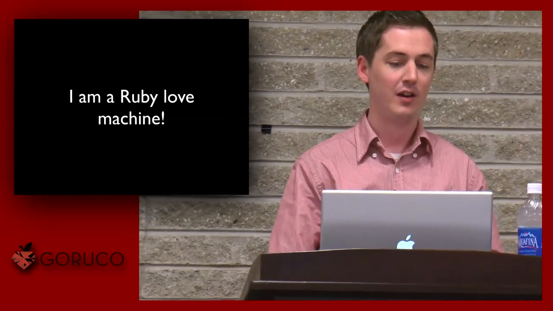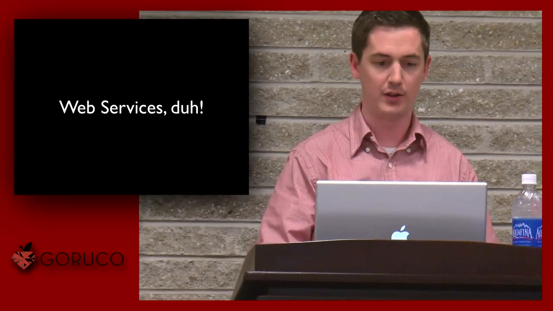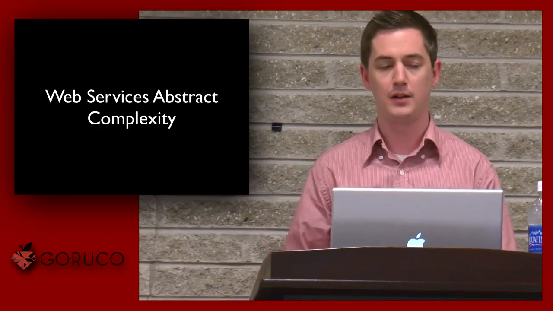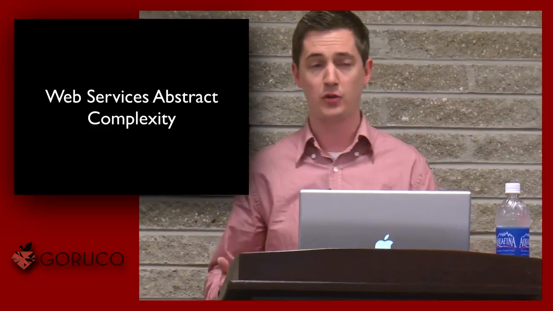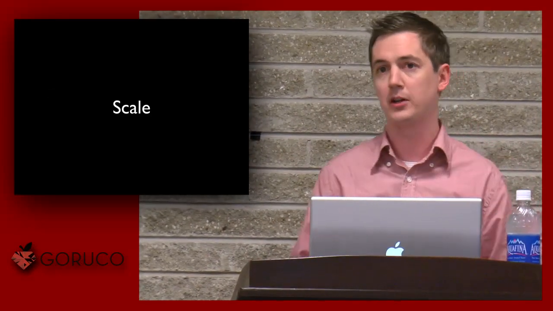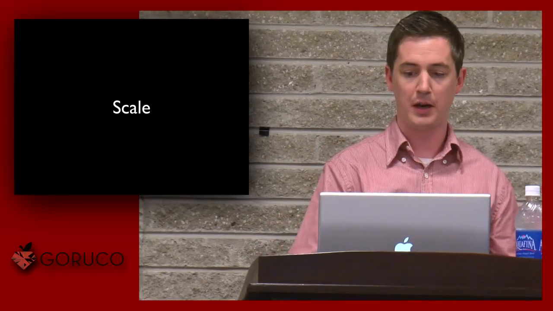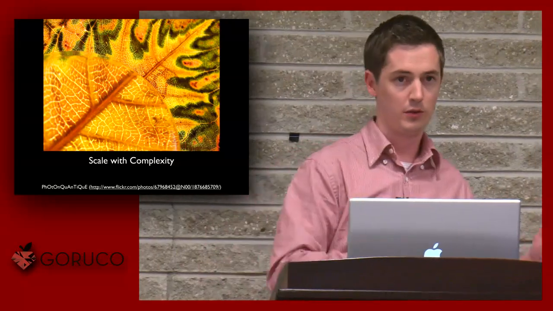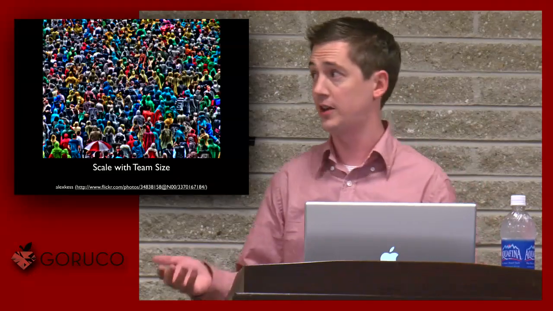Anyway, the talk is about web services, obviously, and also about ActiveModel. But beyond that, it's about creating web services and how you can use them to abstract complexity in your application so you can achieve scale. When I talk about scale, I'm not talking about a lot of requests and a lot of traffic. I'm actually talking about scaling with complexity. As you get a larger code base, it gets harder to scale if everything's contained in one app. And also scaling with team size.